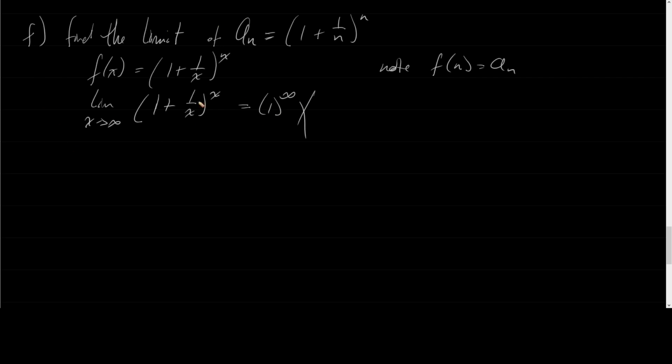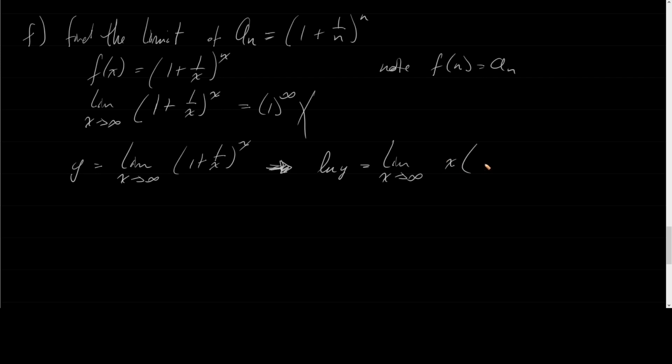If you recall from the section regarding L'Hopital's rule, we said that we can rewrite this as y is equal to the limit as x goes to infinity of 1 plus 1 over x to the x. And then we take ln of both sides, so this gives me that ln of y is equal to the limit as x goes to infinity of x times ln of 1 plus 1 over x, right?